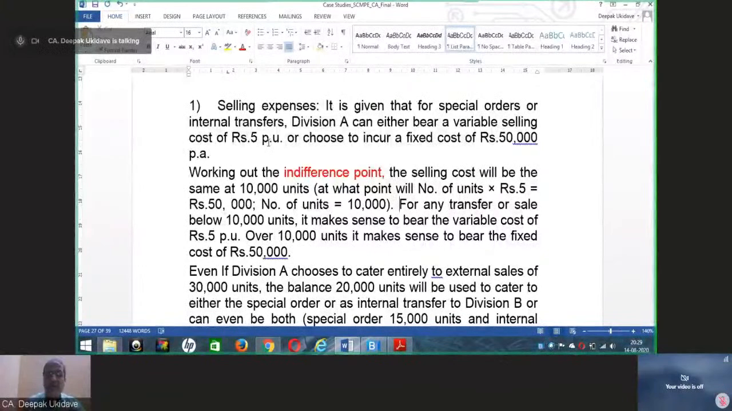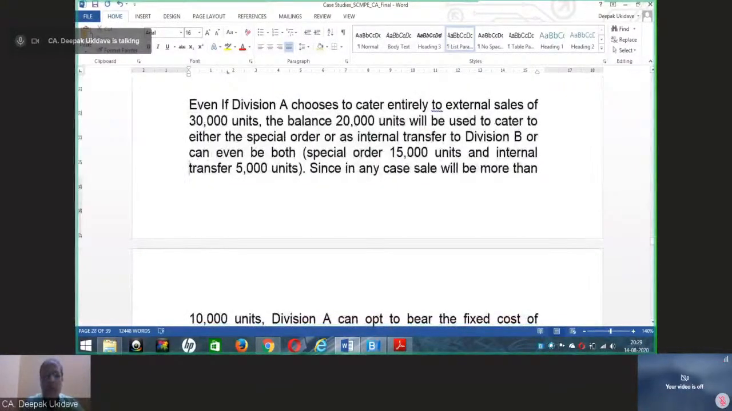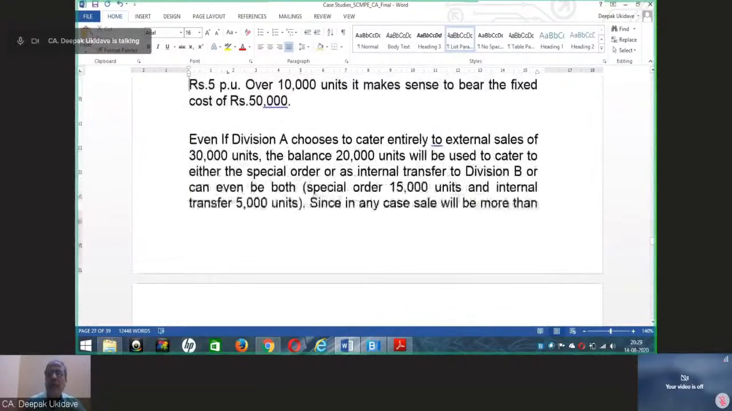Now here, because of this differential kind of cost structure, we are discussing all this. Otherwise, there was no need to calculate the indifference point. Now, even if division A chooses to cater entirely to external sales of 30,000 units, the balance of 20,000 units will be used to cater to either special order or internal transfer to division B, or can even be both: special order of 15,000 units and internal transfer of 5,000 units. Now look at the pros and cons. Look at these multiple scenarios which are getting developed. I would say the last question was straightforward, because the scenarios were well defined in the last question.